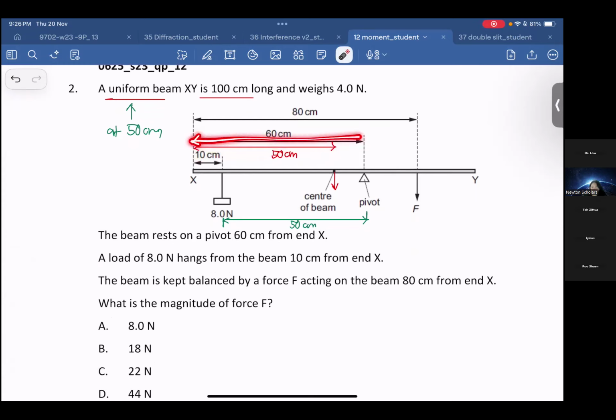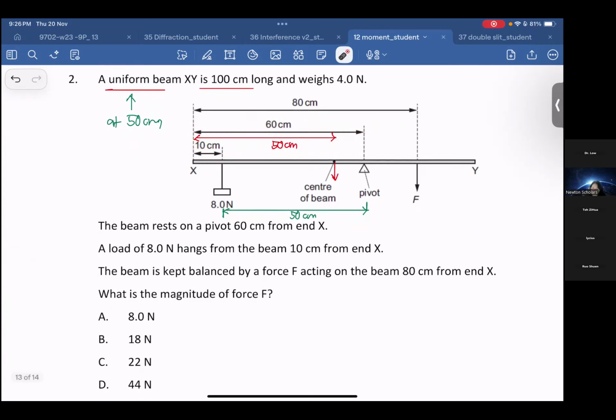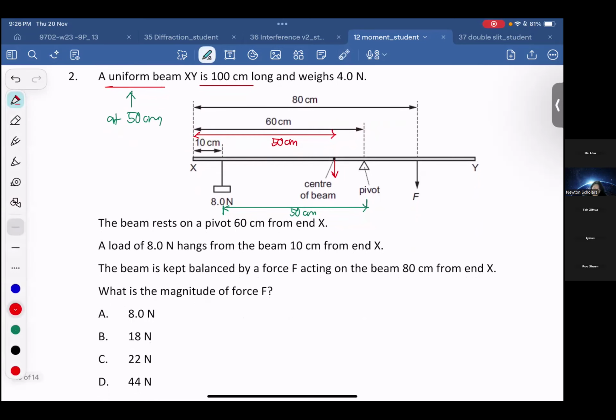Okay, then here to here, the pivot is 60 cm. Then using your mathematics, minus the 10 cm, so I get 50 cm. Here, 8 Newton should be anti-clockwise, sorry, anti-clockwise. The center of the beam is the weight, which is 4.0 Newton.